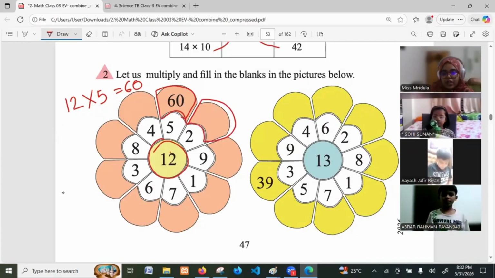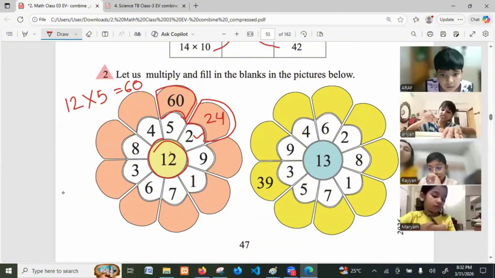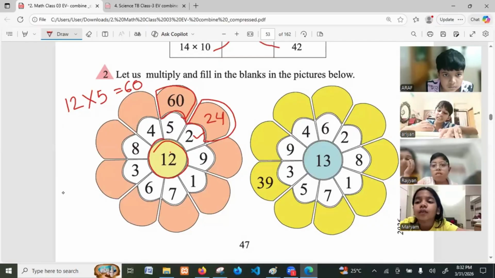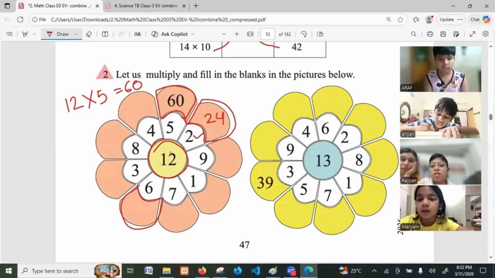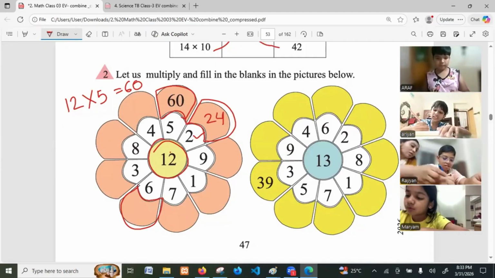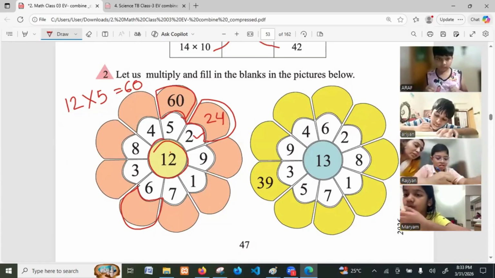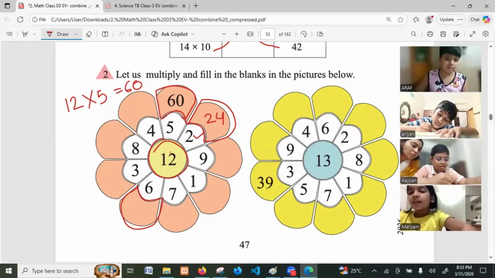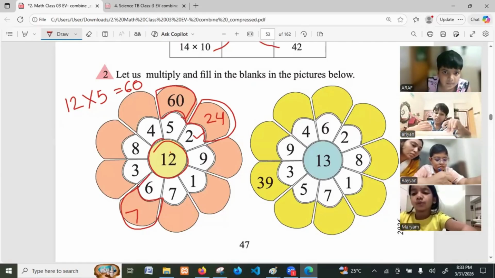12 times 2 is 24. Okay, let me ask randomly, not all of you. Mariam, tell me what should be in here. Let's see if Mariam can answer it even by doing multiplication. I guess Mariam doesn't remember the times table of 12. Just multiply 12 with 6, Mariam, because 12 is our multiplicand and 6 is our multiplier. So what is 12 times 6? 72. Yes, it is 72.